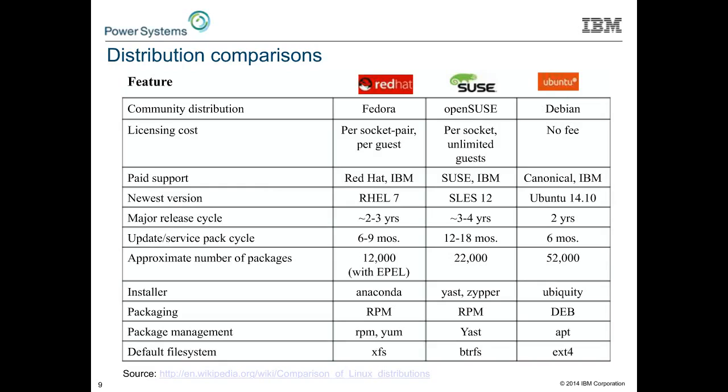The installer packages are different in all of these environments. Red Hat uses Anaconda. SUSE uses YAST, which is sort of their command line tool. Zypper is their GUI tool. Ubuntu uses Ubiquity. The packaging environments, Red Hat and SUSE share something called RPMs, perhaps you've heard of. Those stand for Red Hat Package Modules. It's a technique for putting together the binaries and everything and the dependencies. It's called an RPM. Ubuntu shares their packaging module with the Debian community. It's known as a Debian package.